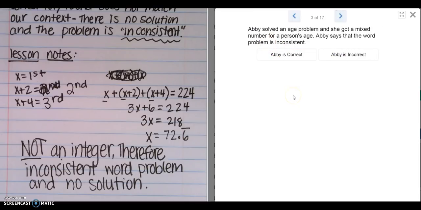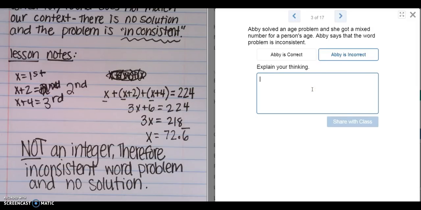Abby solved an age problem and she got a mixed number for a person's age. Abby says the word problem is inconsistent. Is she correct or incorrect? What do you think? Abby's incorrect. Ages, years, months, weeks, and days can be partial amounts.